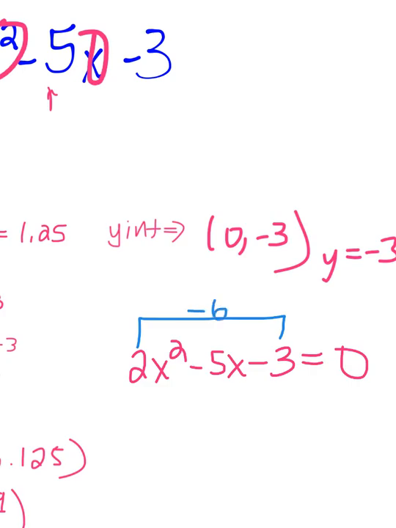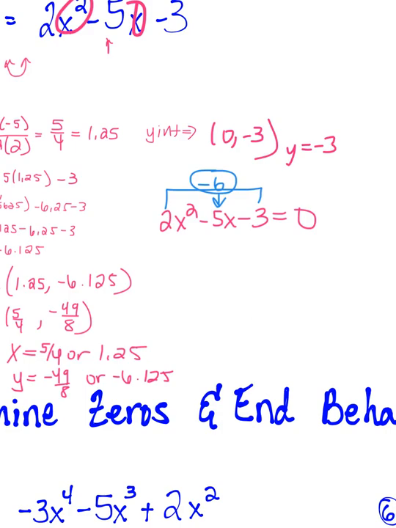Okay, so I get negative 6. What are the factors of negative 6 that multiply to give me negative 6, but add to give me negative 5? Negative 6 and 1. Okay, so I have minus 6 and positive 1, you said? Yeah. All right, now I have to do something here. I cannot just leave it like that.